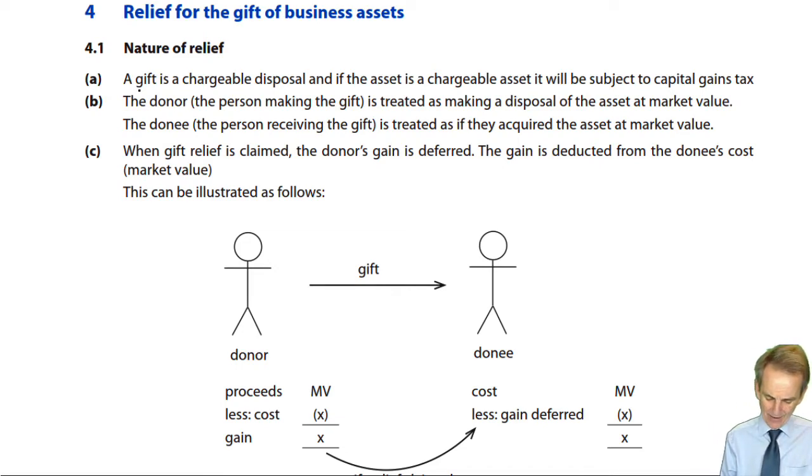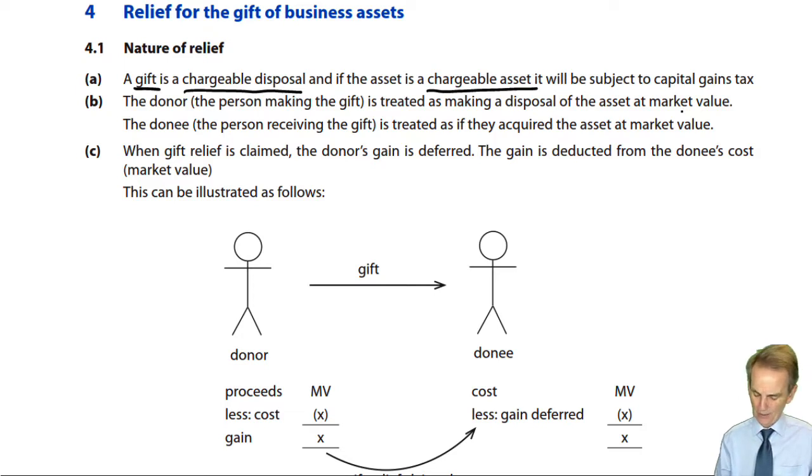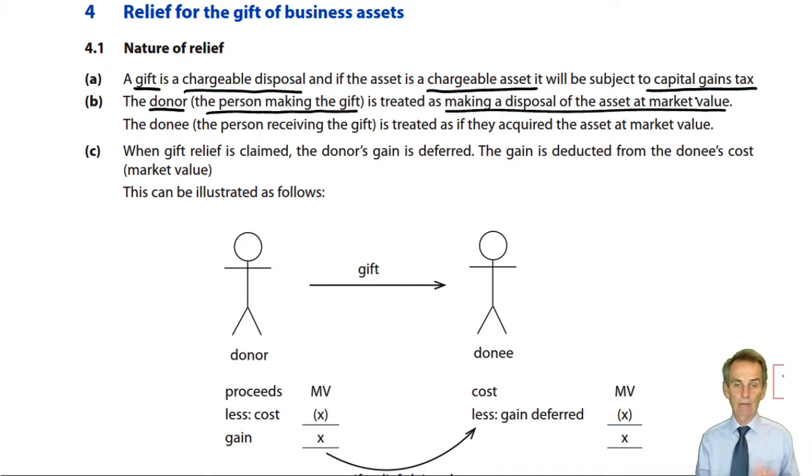We know that a gift will still represent a chargeable disposal. And if the asset is a chargeable asset, which of course in the exam it will be, then it will be subject to capital gains tax. The donor, i.e. the person making the gift, is treated as making a disposal of the asset at market value. So again, as we should know by now, if you gift an asset away, the gift is a chargeable disposal. If the asset is a chargeable asset, then the donor, the person making the gift, will still have to compute a gain based on the market value of that asset at the date of the gift.